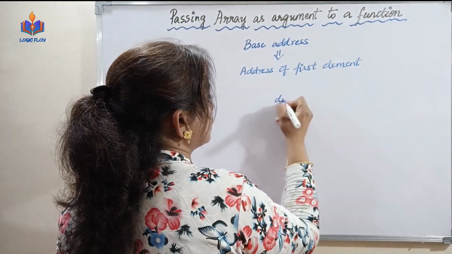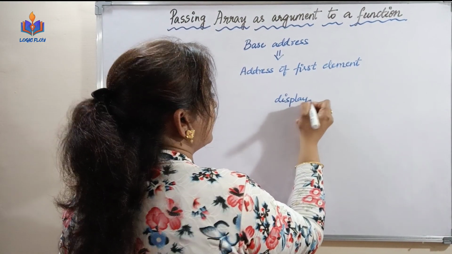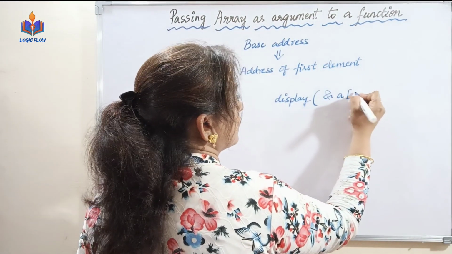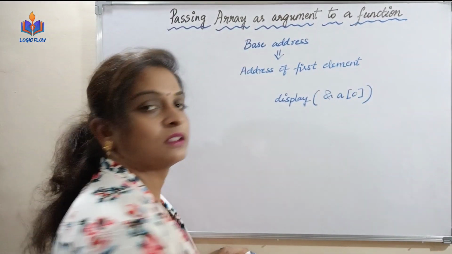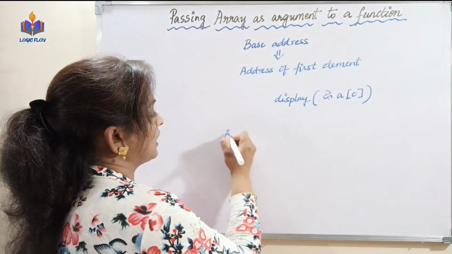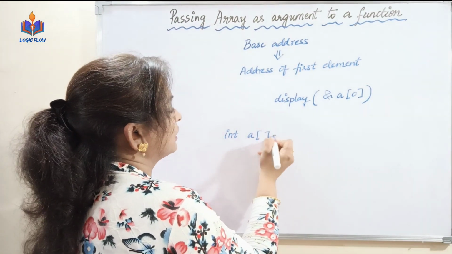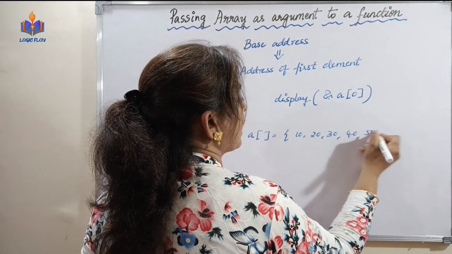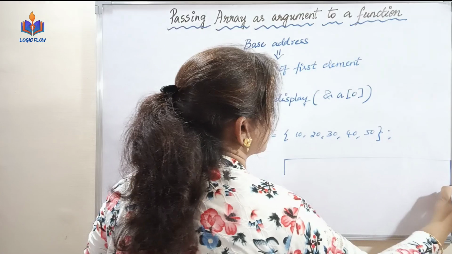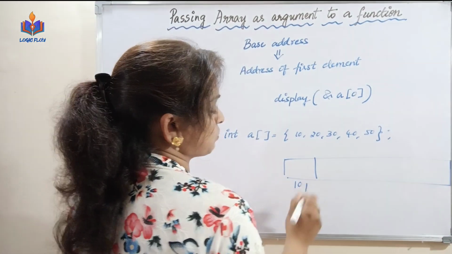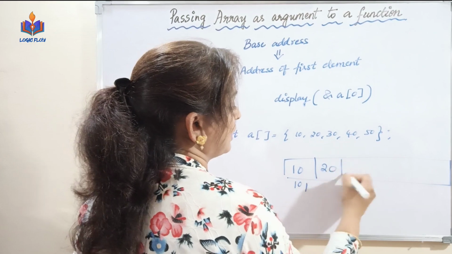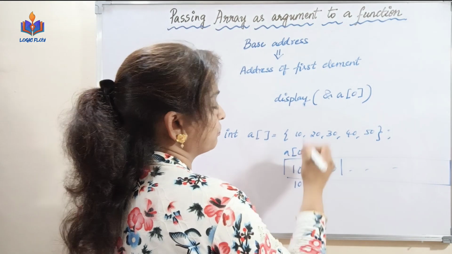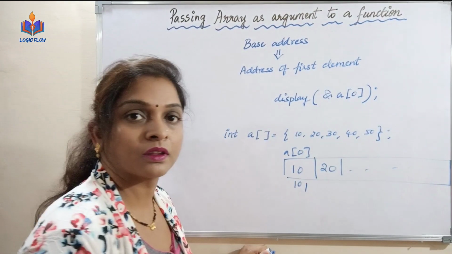So how do we call the function? Say, for example, I call the function display. In the previous program, we passed the address of the first element. For example, you have an array, int a, with some set of values. When we have the set of values, memory allocation will be done, and say some base address 101 for the element 10, 20, and it goes on. So this address we are sending, a of 0.